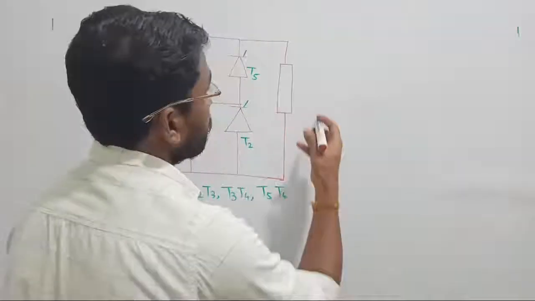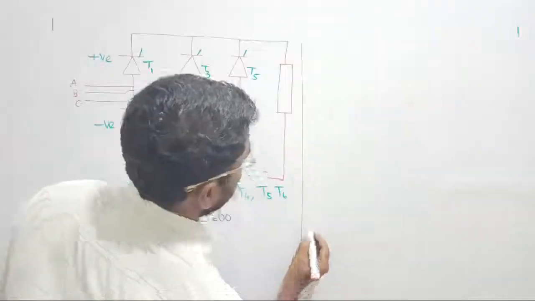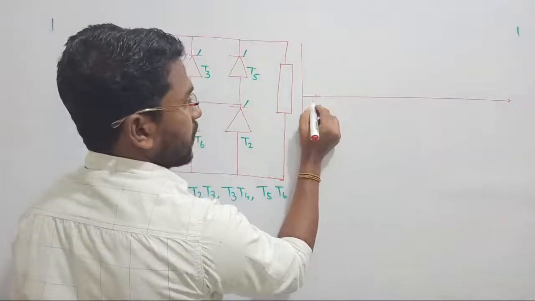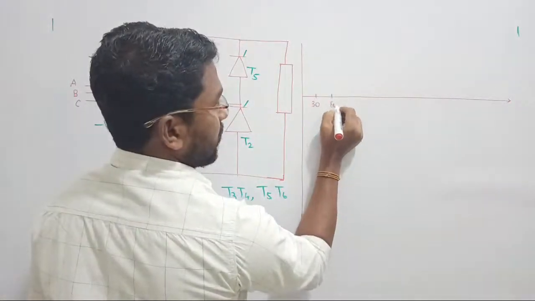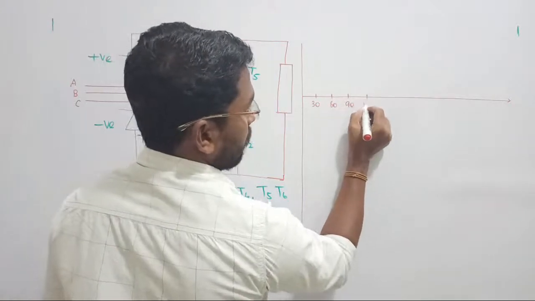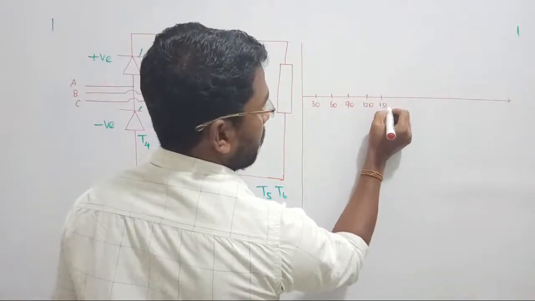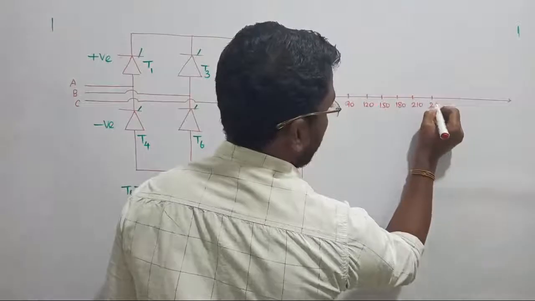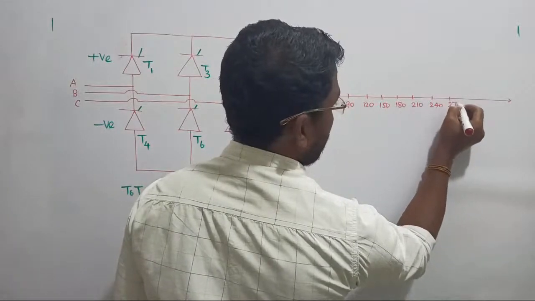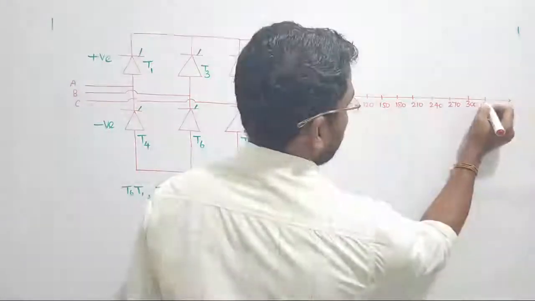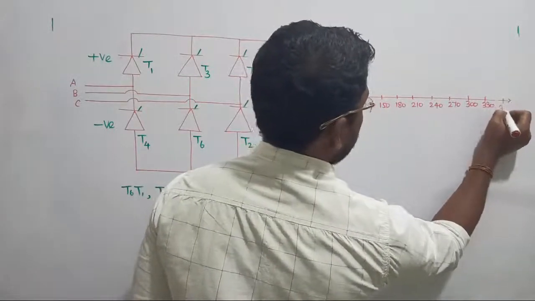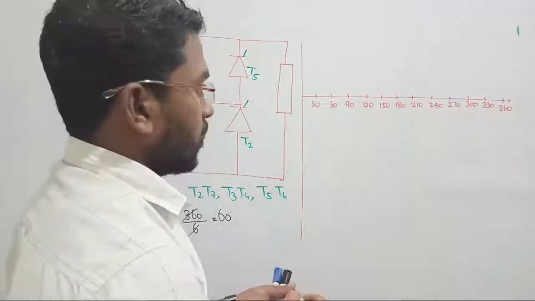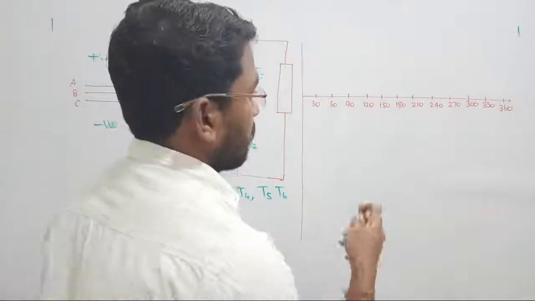We quickly draw with some restricted values. Let us take 30 degree here. Let us take 60, 90, 120, 150, 180, 210, 240, 270, 300, 330, 360. I am just considering one cycle. I hope these things are visible for you all. Let us see.